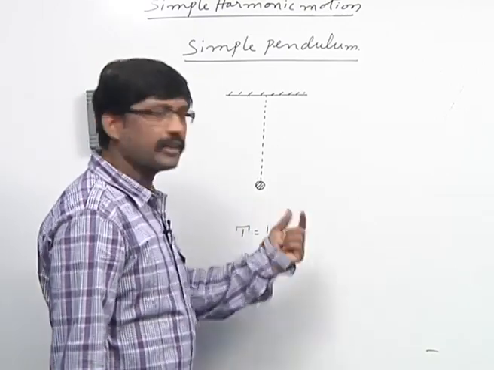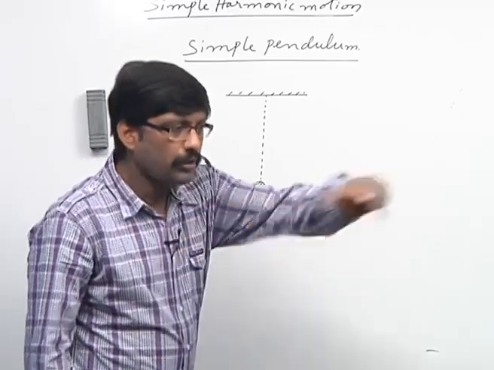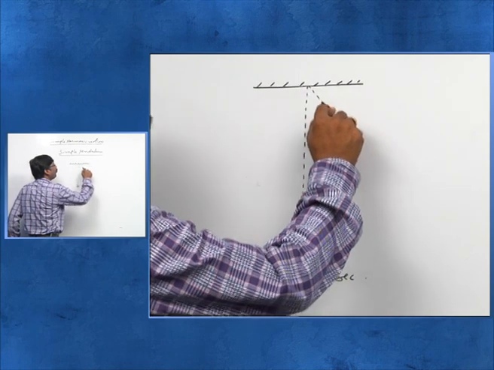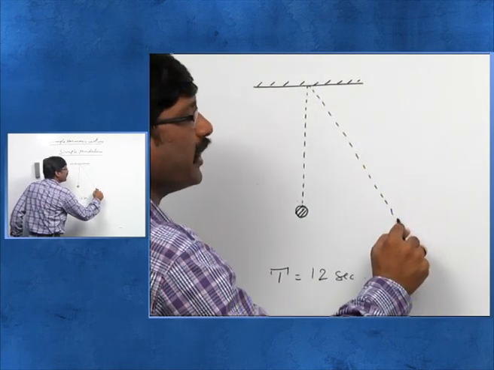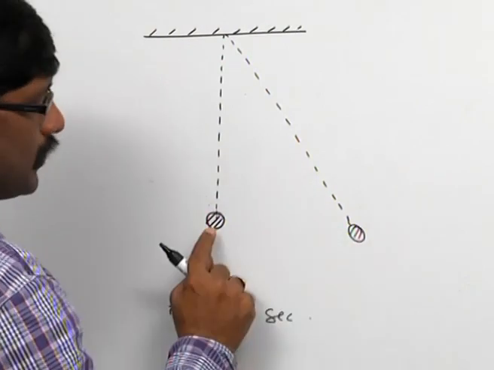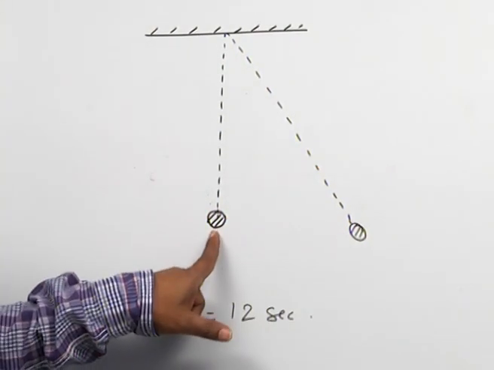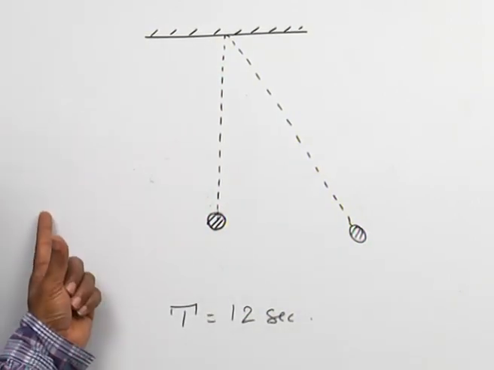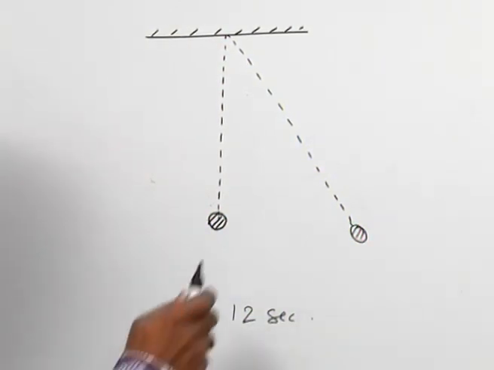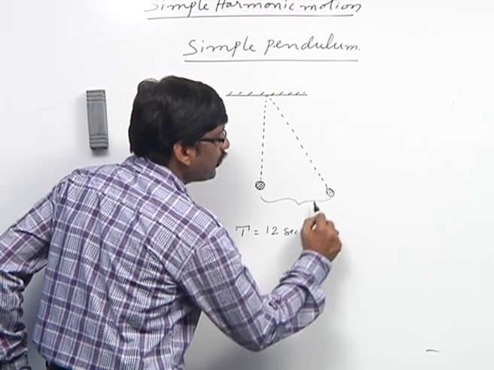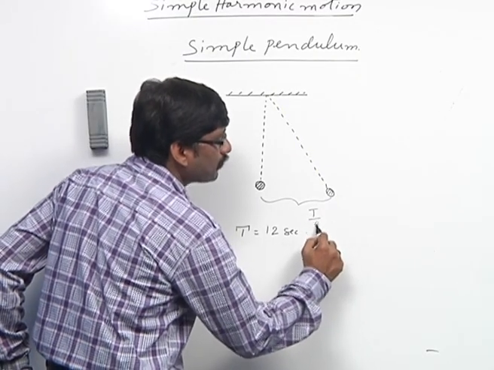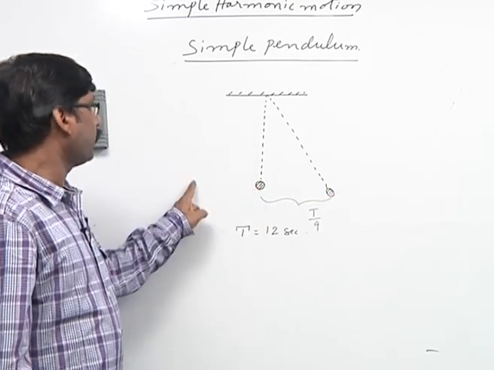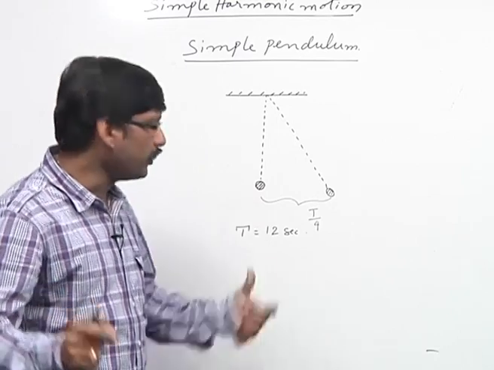Time period is 12 seconds, the time taken to complete one oscillation. It goes to the right extreme position, back to the mean position, the left extreme position, and the mean position again. The time taken to complete from here to here, as you know, is T by 4. T by 4, T by 4, T by 4, T by 4. So 4 into T by 4 is T.